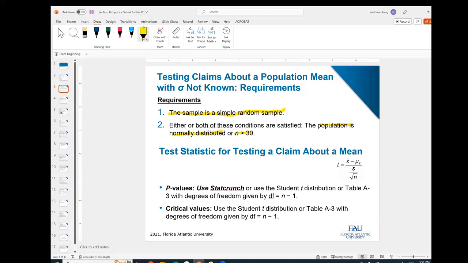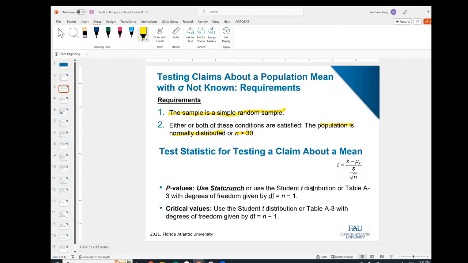So then we talk about test statistics for testing a claim about a mean. There's a formula there that I wanted to show you, but don't worry about it. We're not going to use it, but I wanted to have it there. It's really similar to what we already saw. So for the p-values, we're going to find p-values. We are going to use StatCrunch.